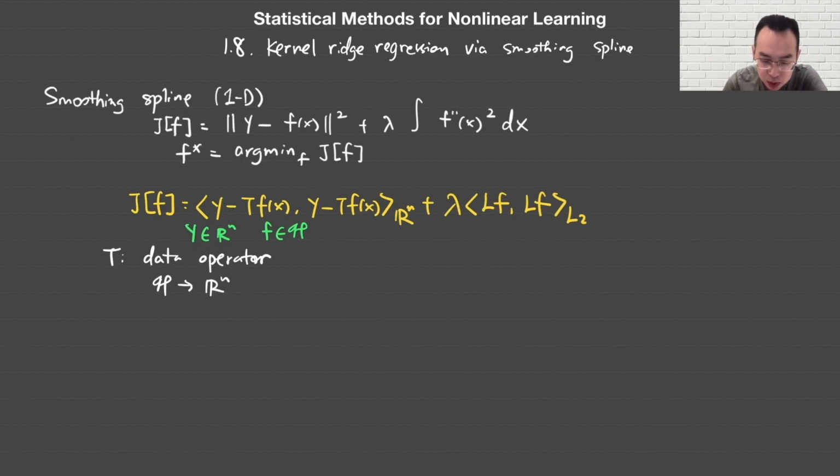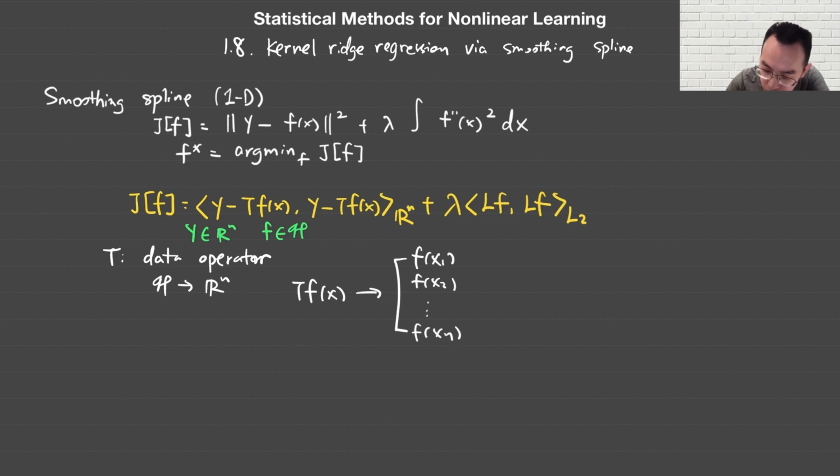And so you can think of this as a kind of sampling operator, right? So T acting on f just gives us the finite vector at our evaluation points: f(x1), f(x2), all the way to f(xn). So that's the T operator here. It's a map that takes samples at fixed data points for the function f. So that's what T is.